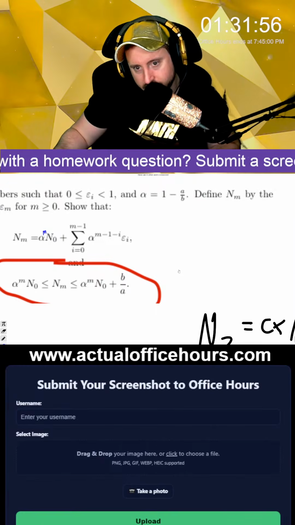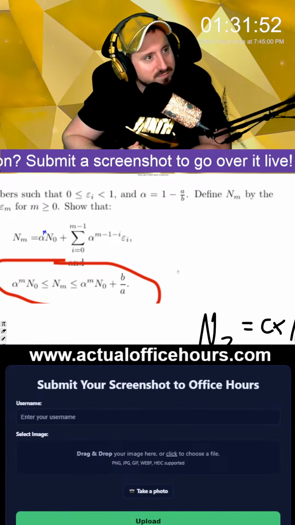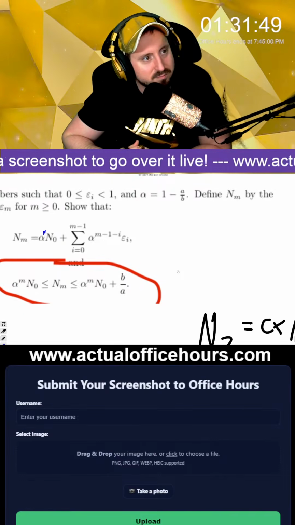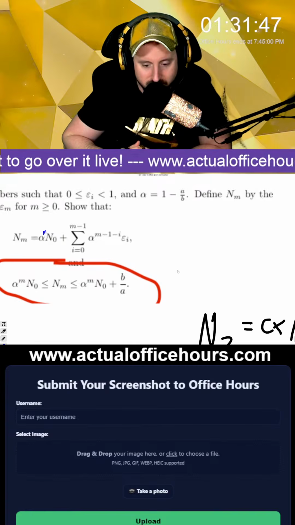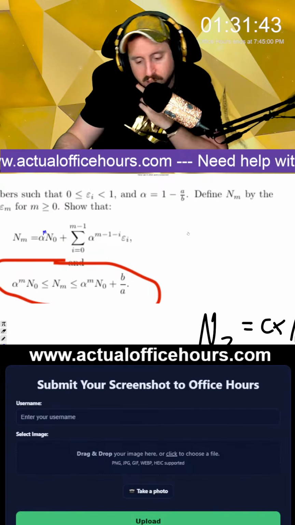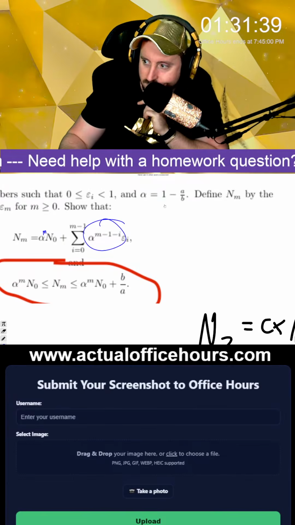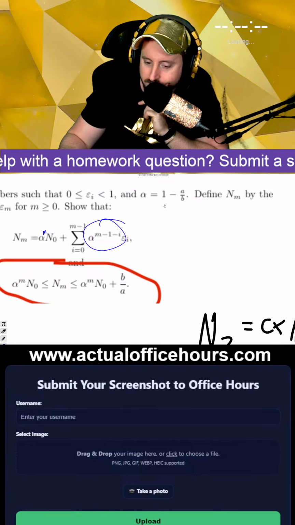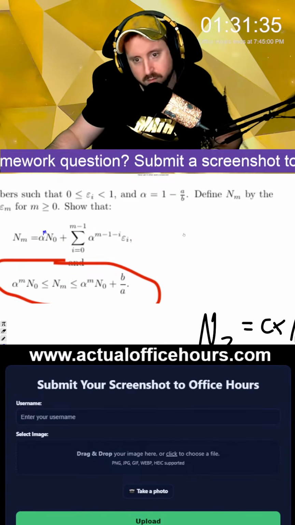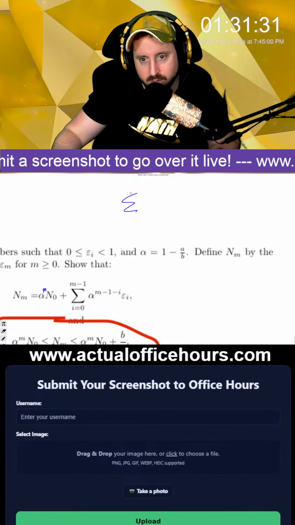Okay, let me take a breather. Yeah, let's take a breather. If epsilon is less than 1, what is this whole sum going to be less than? This whole thing is less than the sum of this, I guess. Yeah, exactly. And that is a geometric series, because it is the sum of alpha to the power of something. And we know the formula for that.